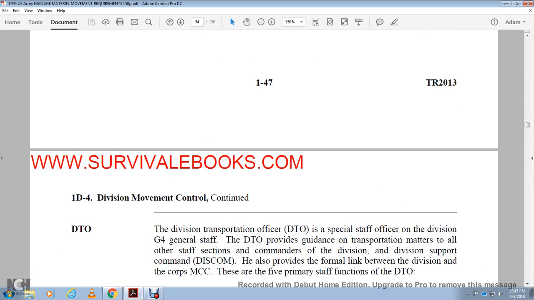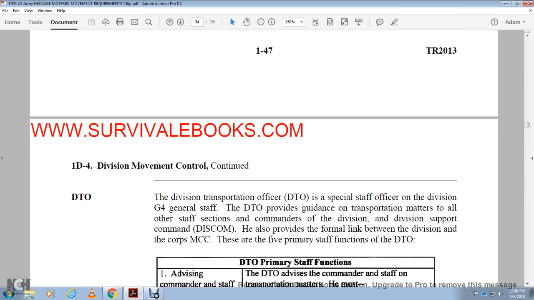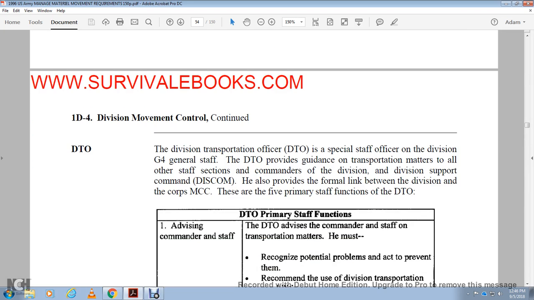Alright, your Division Transportation Officer, the DTO, is a specific staff officer of the division G4, general staff of the division. The Division Transportation Officer provides guidance for the transportation managers of all other staff sections, coordinating with the Division Support Command, and provides the formal link with the division's corps MCC. Five primary staff functions of the DTO.